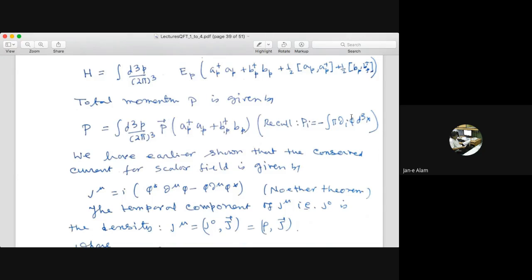Now again, please recall that we calculated yesterday the momentum P, which is given by the conjugate momentum pi times del_i phi into d^3x, right?